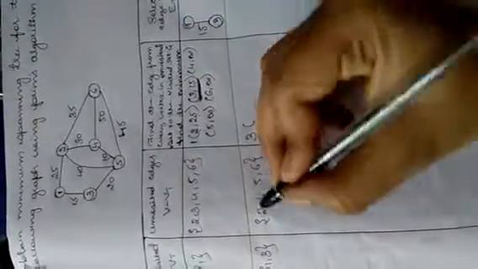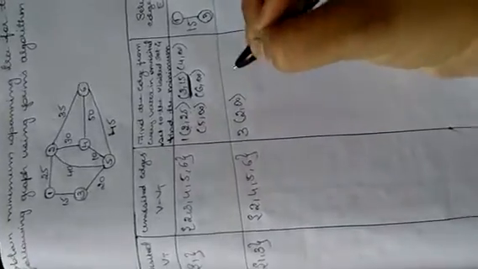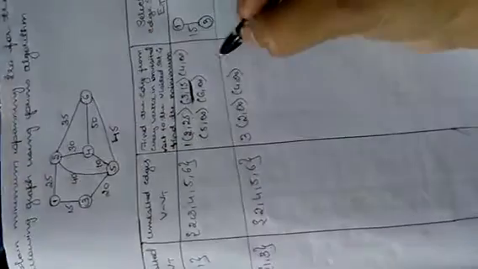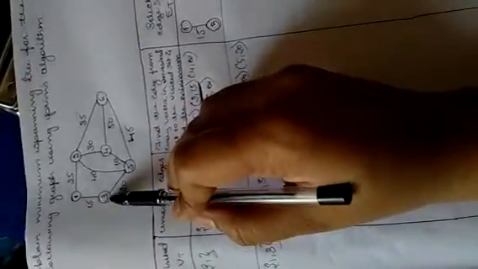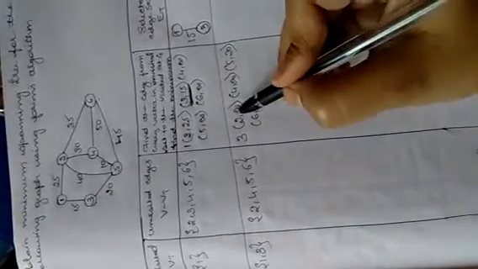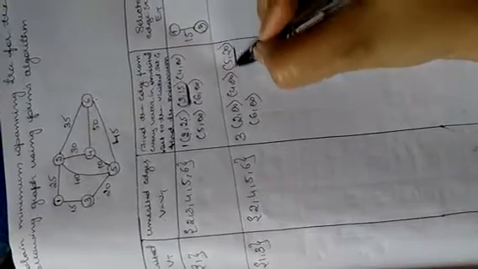Is it not? So from 3 to 2, is there any direct edge? No, it is infinity. From 3 to 4, is there any direct edge? No, again it is infinity. From 3 to 5, is there any direct edge? Yes, 3 to 5 it is 20. From 3 to 6, is there any direct edge? No, it is infinity. See, all these are infinity. Only one has an edge with minimum weight, 3 to 5.